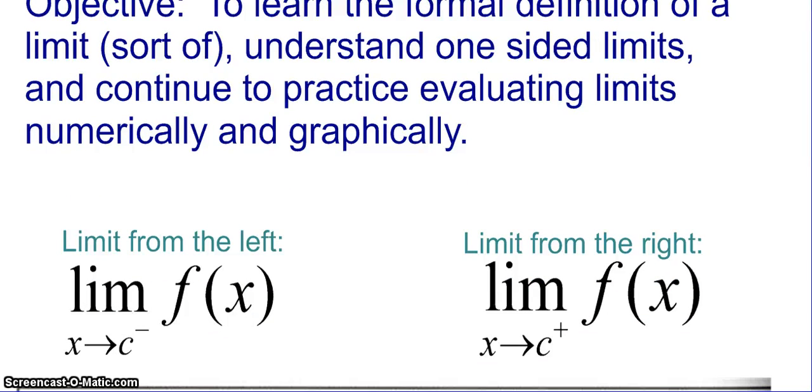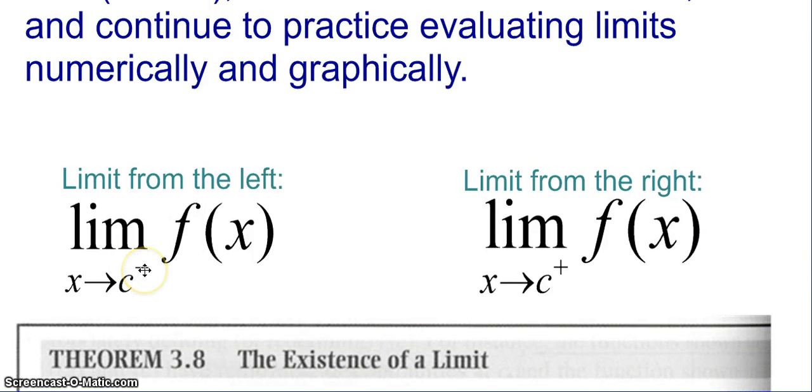So here is the notation. The limit as x approaches c from the left of f of x, or the limit as x approaches c from the right of f of x. If you see what looks like an exponent, a little minus sign or a little plus sign, that says you are approaching c from the left if it's a minus sign, and from the right if it's a plus sign. Remember, if you're approaching from the left, you are actually moving to the right. If you're approaching from the right, you're actually moving to the left.